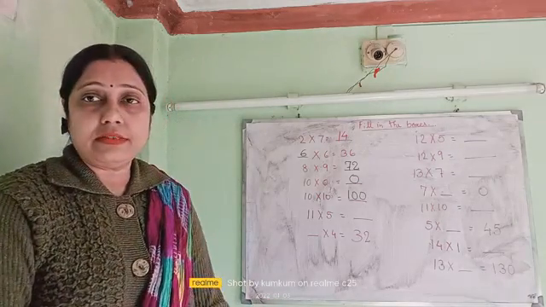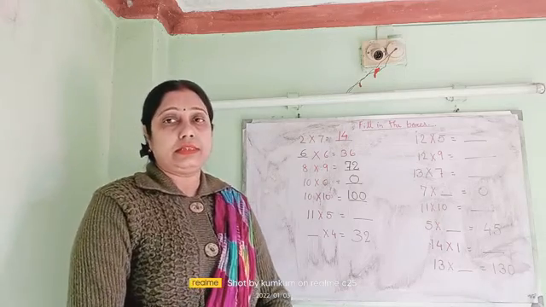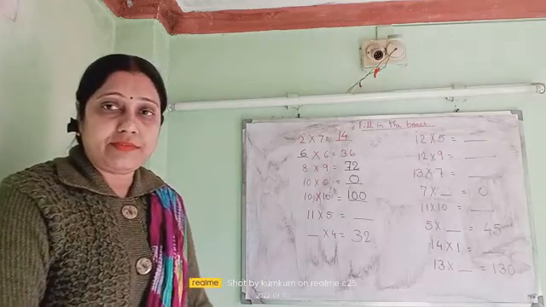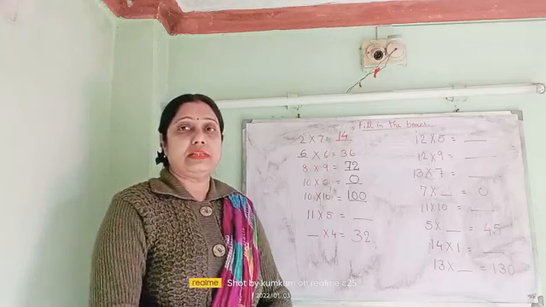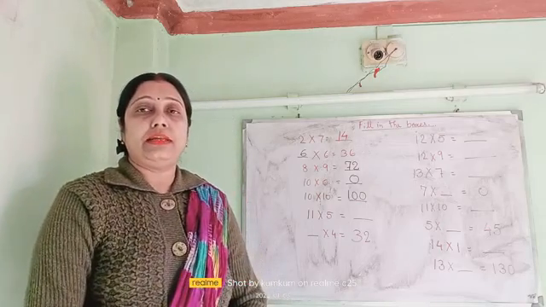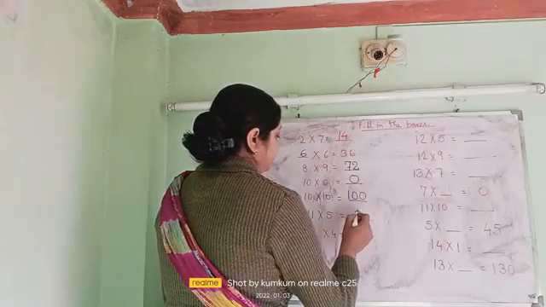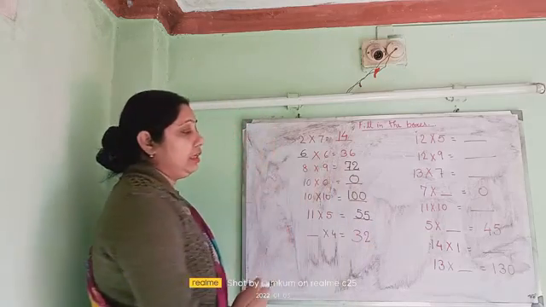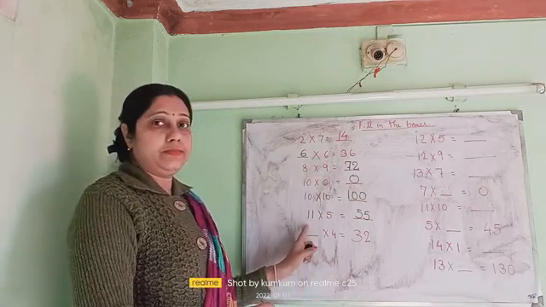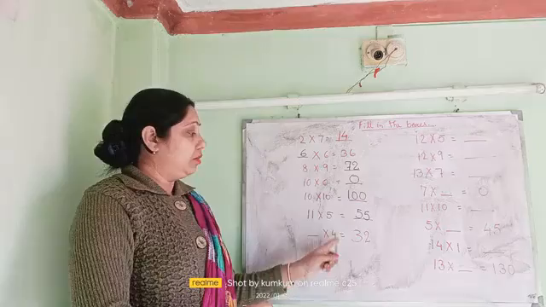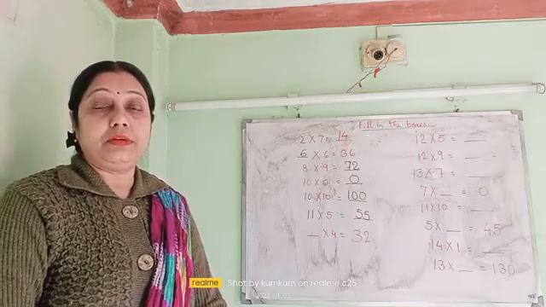Next, 11 fives are how much? You have to read the table of 5 or you can read the table of 11. Both are the same. So it is easier to read the table of 11. 11 ones are 11, 11 twos are 22, 11 threes are 33, 11 fours are 44, 11 fives are 55. So we will write here 55. Next, 4 how much is 32? See, the first number is blank. So we have to read the table of 4. 4 how much is 32? 4 eights are 32. So we have to read the table of 4.